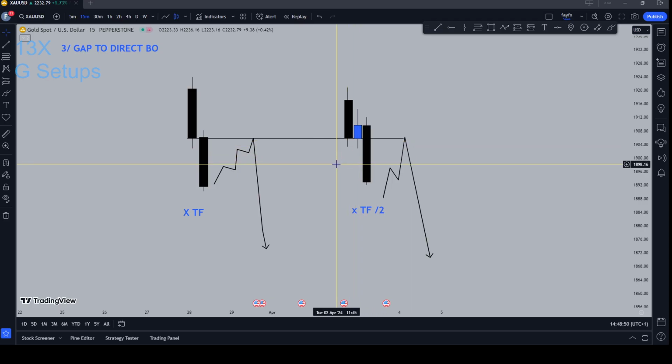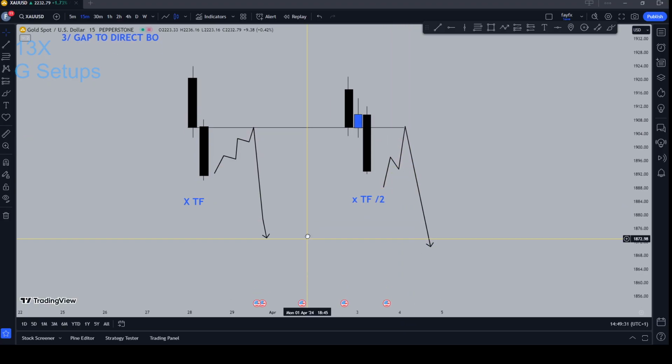The third entry is a gap to direct breakout. Very strong when there is an aggressive move in the market. On the higher time frame, we have a gap. And when we go one time frame lower, we get a direct breakout. A direct breakout is a classic level that got created and broken at the same time. We have a V created here, and it got broken at the same time. Price will go up, visit that level, and go down. We can instantly sell here when price reaches that level.